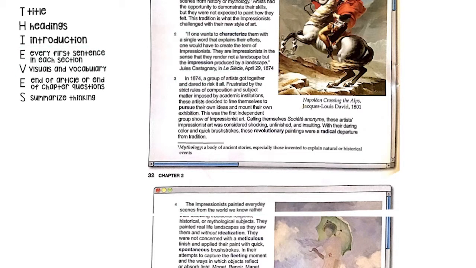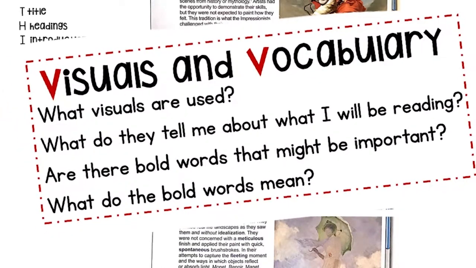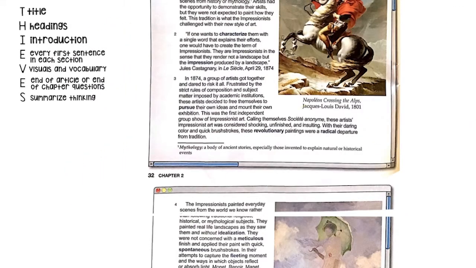Now that we're done with E, time to go on to V, visuals. Visuals and vocabulary. This is two things. There are definitely some visuals in this reading. You have this painting of Napoleon. You have a different painting. There's some information about them. But I'm also looking for vocabulary. I'm looking for bold words that might be important. Again, only a textbook will be giving you bold words. So while you take a moment to look at the paintings, also zoom in and look for bold words.